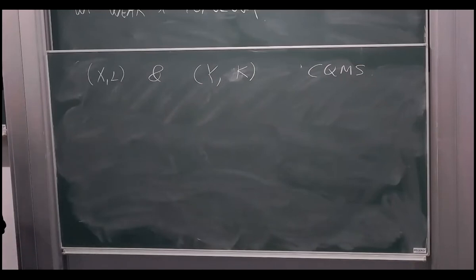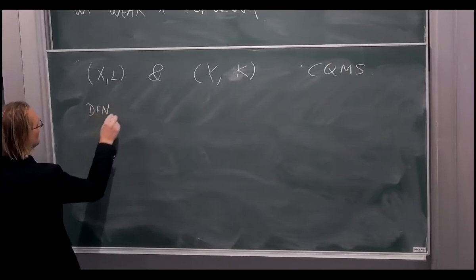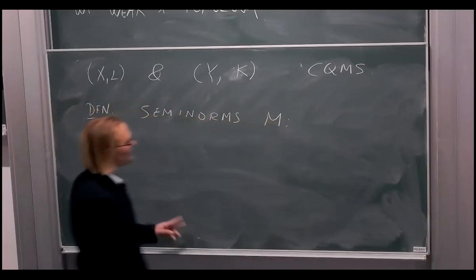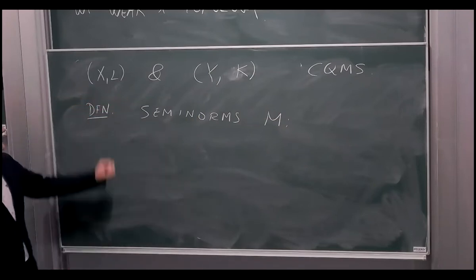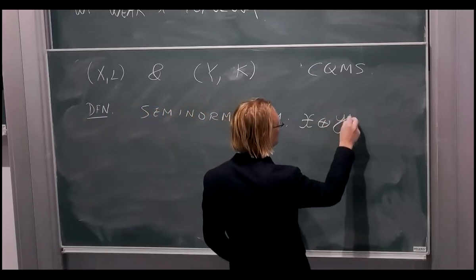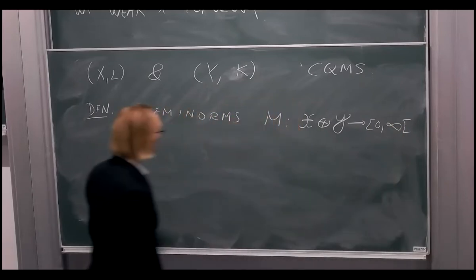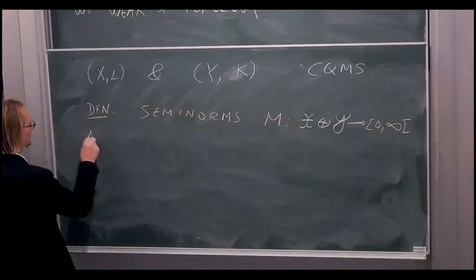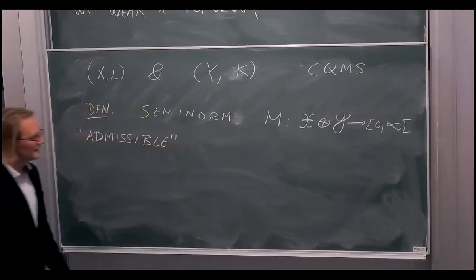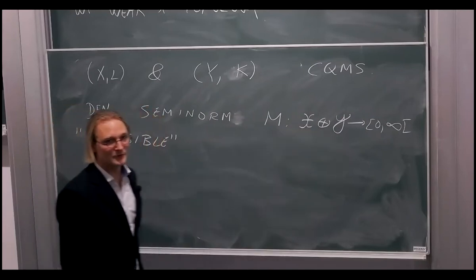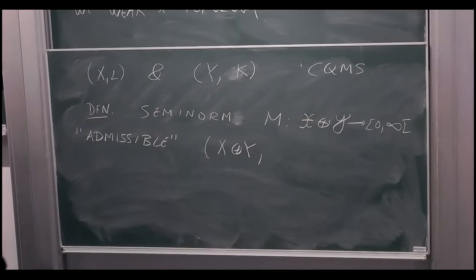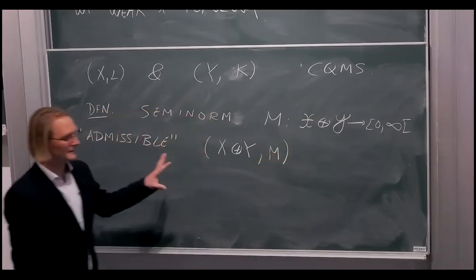And I will look at a particular class of semi-norms. So I will look at semi-norms M, which are defined on the direct sum of the two domains. So the domain for L is called curly X, and the domain for K up here is called curly Y. So that's where my semi-norms are defined. And such a semi-norm is called admissible. What does this mean? It means that I could look at the completions of curly X and curly Y, this direct sum, I get an operator system. It's a direct sum of my two operator systems, X and Y, equipped with this semi-norm, and this has to be a compact quantum metric space.